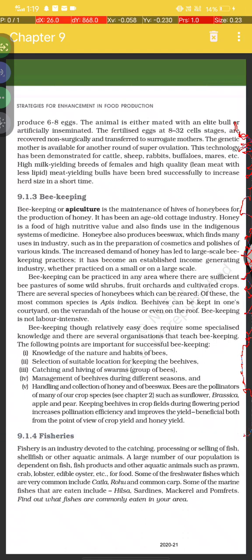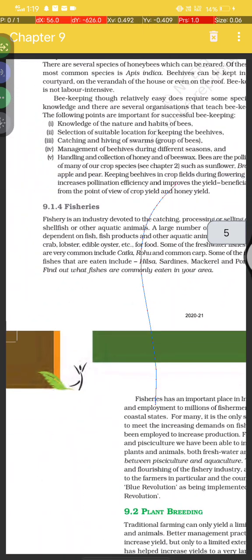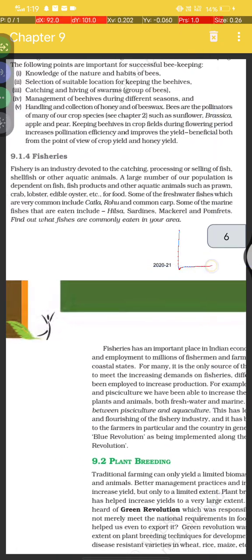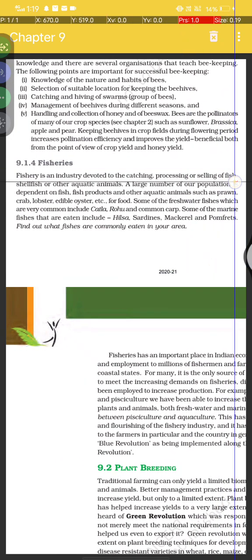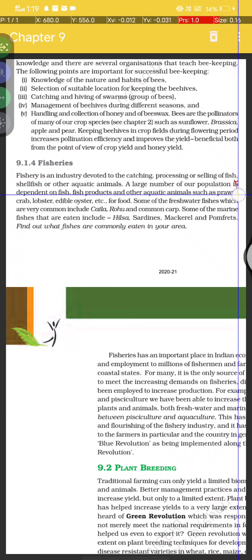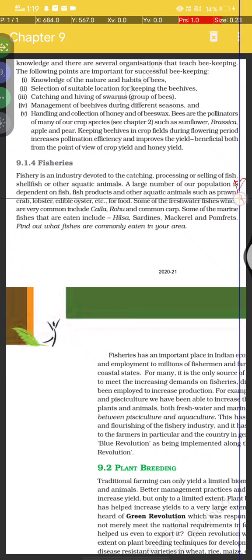Fisheries. What is a fishery? A fishery is an industry devoted to catching fish, processing and selling of fish and shellfish and other aquatic animals, and a large number of our population is dependent on fish and fish products and other aquatic animals such as prawns, crabs, lobsters, edible oysters, etc.